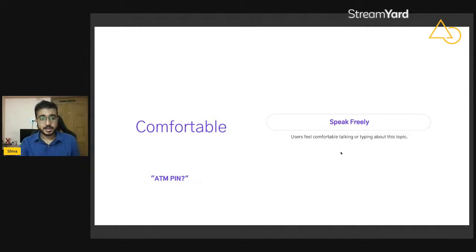An important aspect that you should remember whenever you're using VUI is that the user should be comfortable using it. The user should be able to speak freely about the topic. For example, if you are designing an application for an ATM, the system could ask for the ATM PIN. Would the user be able to answer that freely? That would depend on the situation the user is in, right? If the user is in a private space, definitely yes. But if the user is in a public space, I think no.